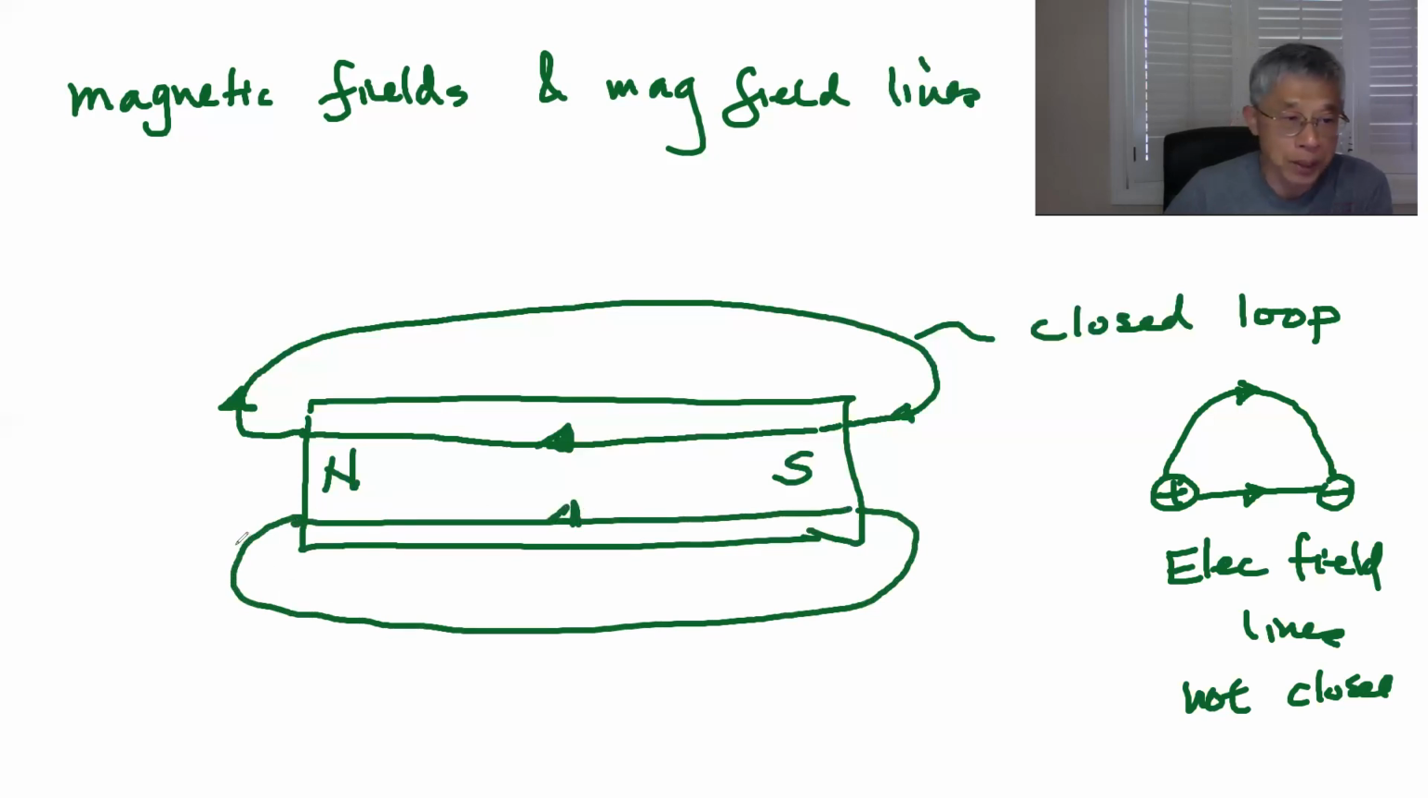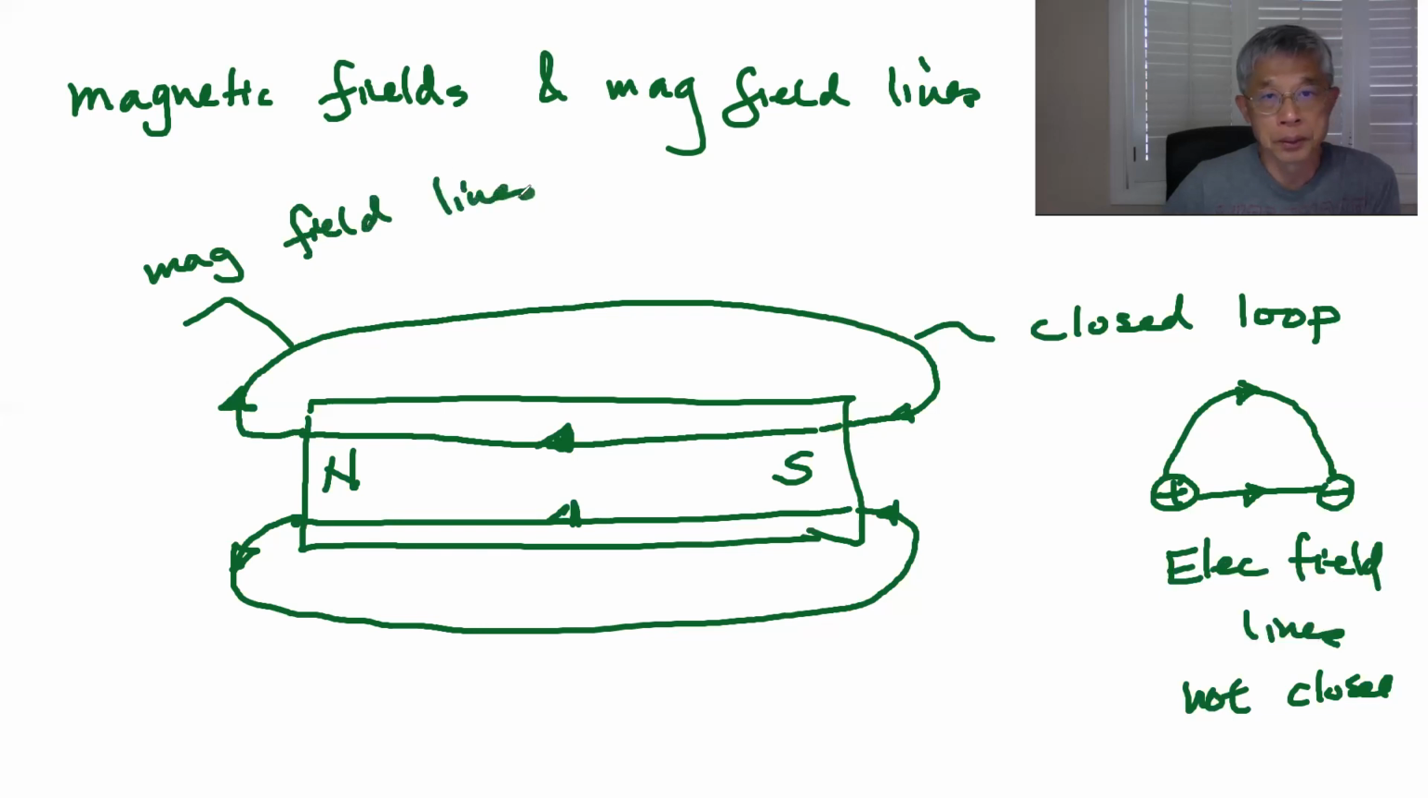What's important to realize is it's coming out from the north side, then entering into the south and continuing. So inside the bar, it behaves like it's from south to north. But outside of the bar, it goes from north to the south, okay? So that's the so-called magnetic field line.